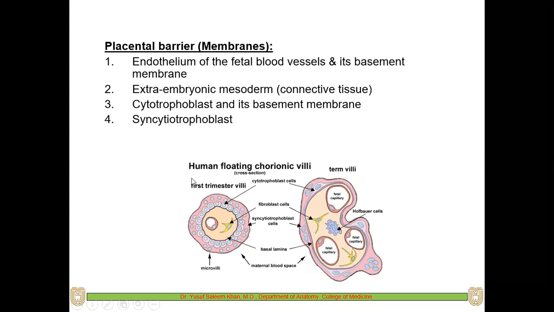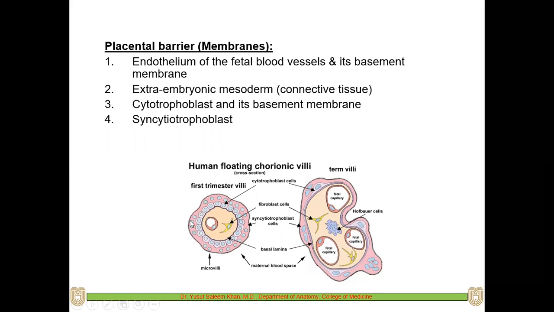So outside will be the maternal blood, and inside these blood vessels will be the fetal blood. So these four layers will act as a barrier between the maternal blood which is flowing here and the fetal blood here. So these are called the placental barrier or the placental membrane.